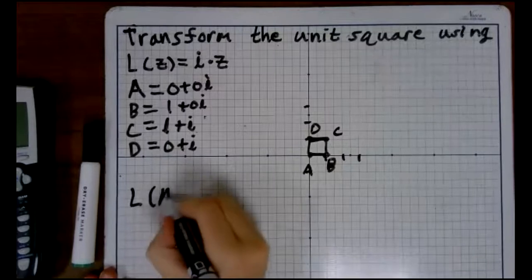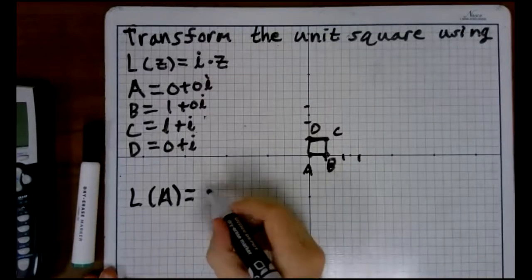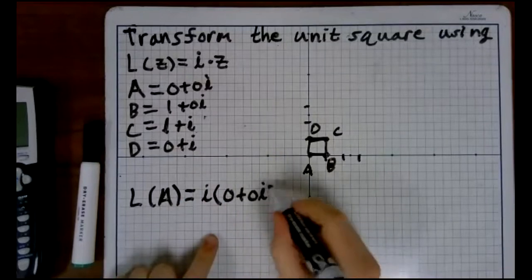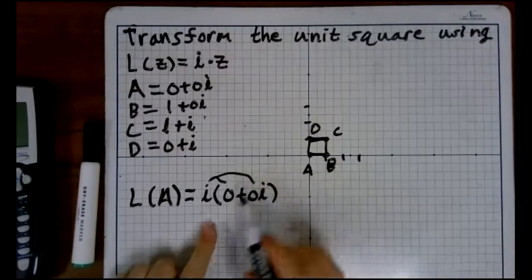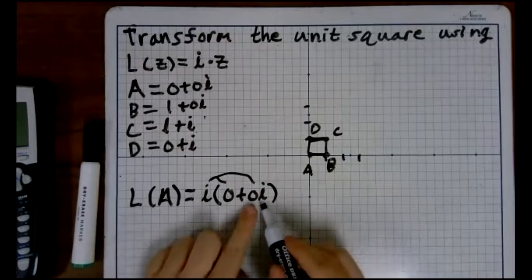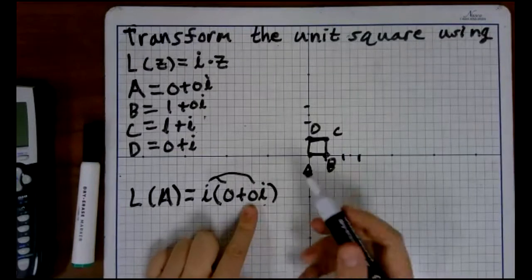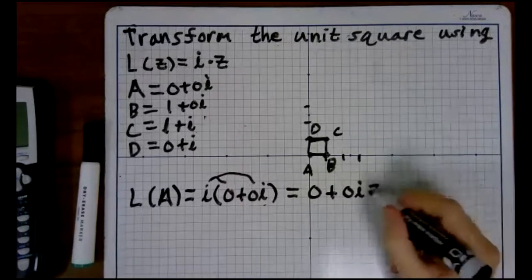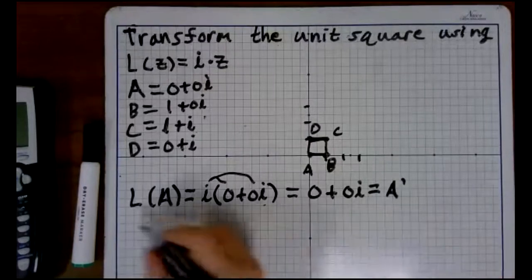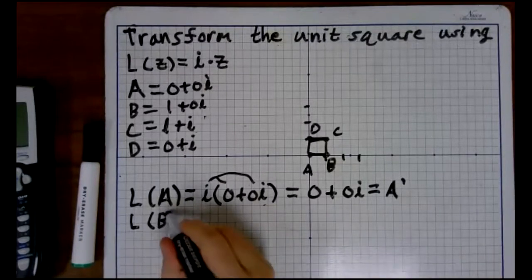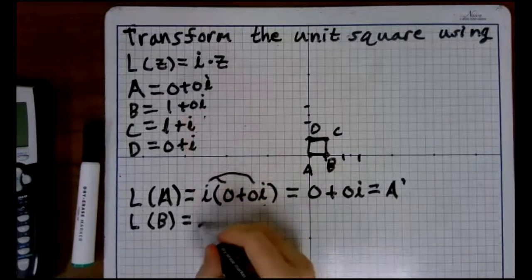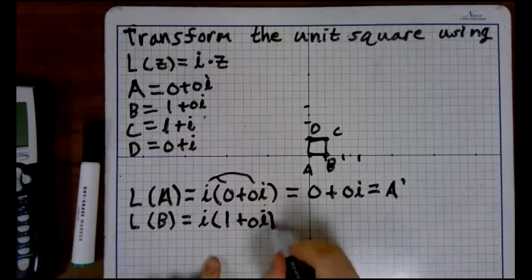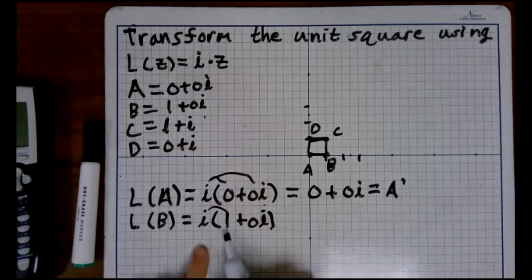So L of A, that is going to be i times A, which is 0 plus 0i. If we distribute this in here, i times 0 is 0, 0i is the same as 0 times i is 0 again. So we end up with 0 plus 0i again, and this is our A prime. Now let's try L of B. That's going to be i times B, which is 1 plus 0i. We can distribute this in here. What is 1 times i?